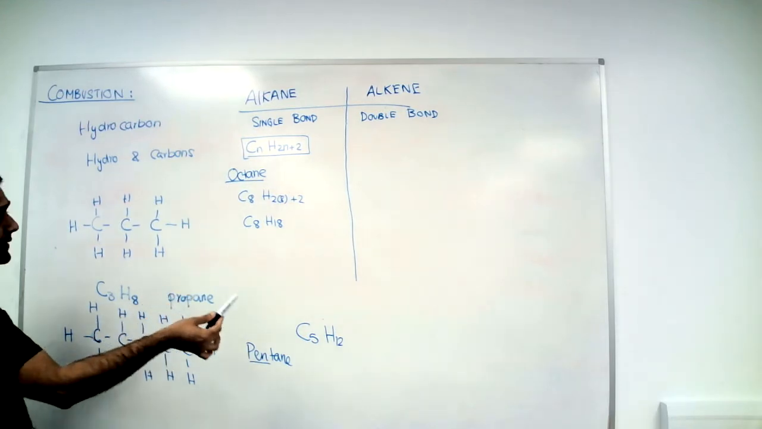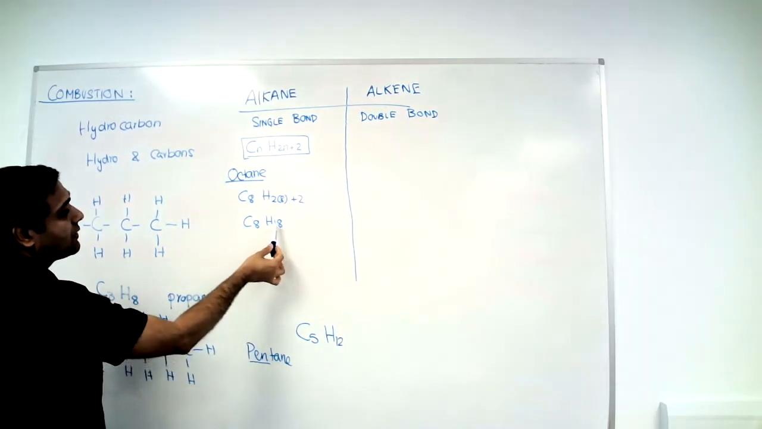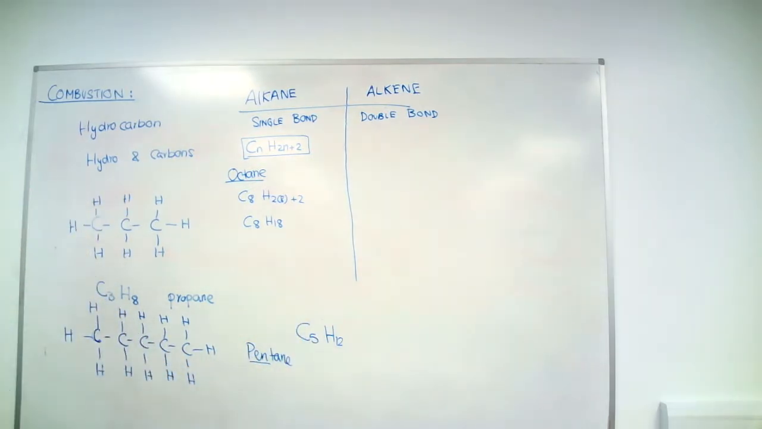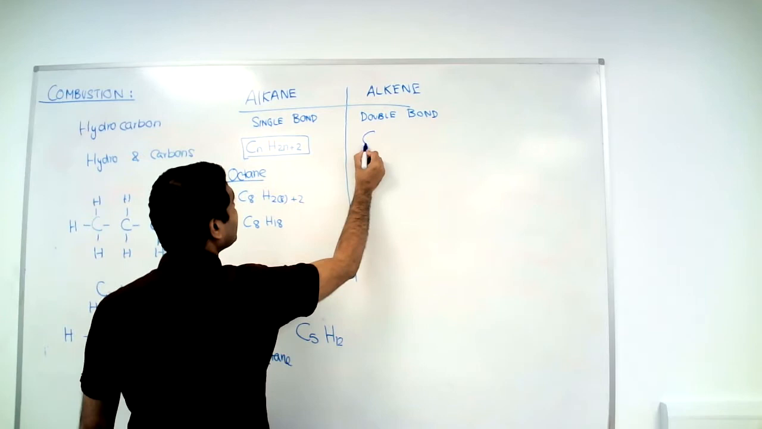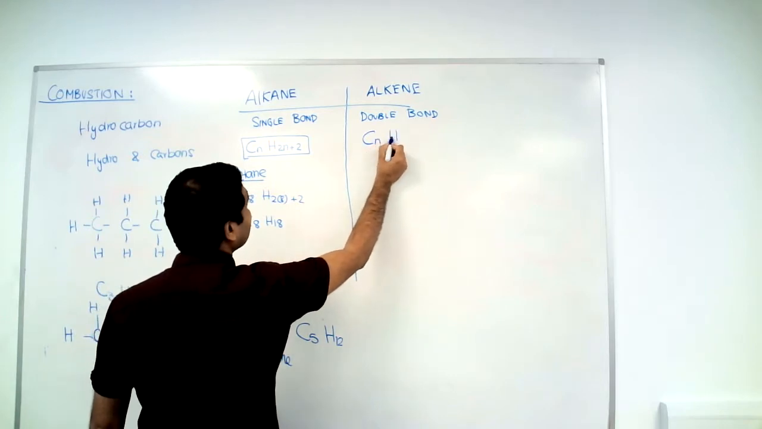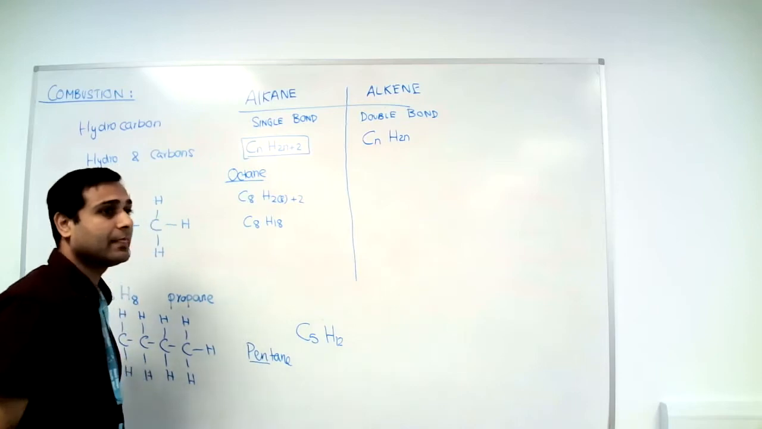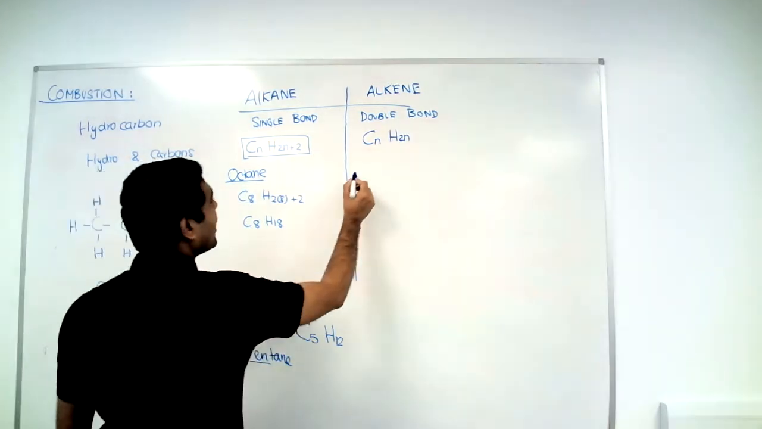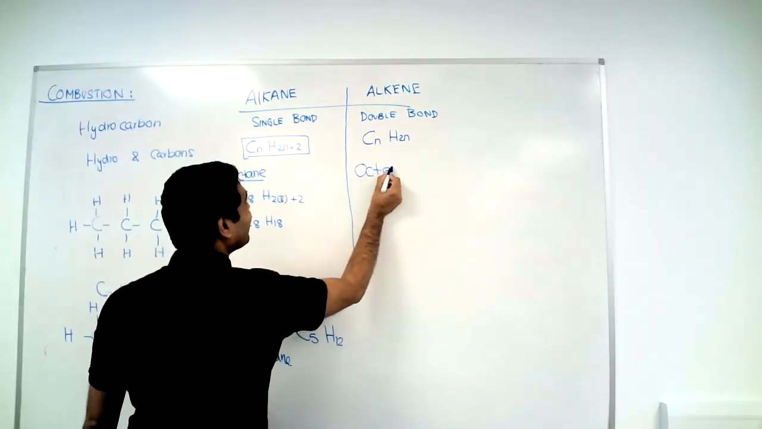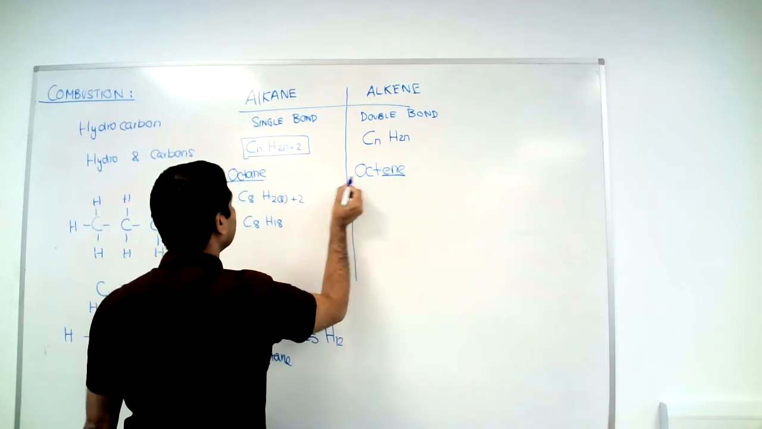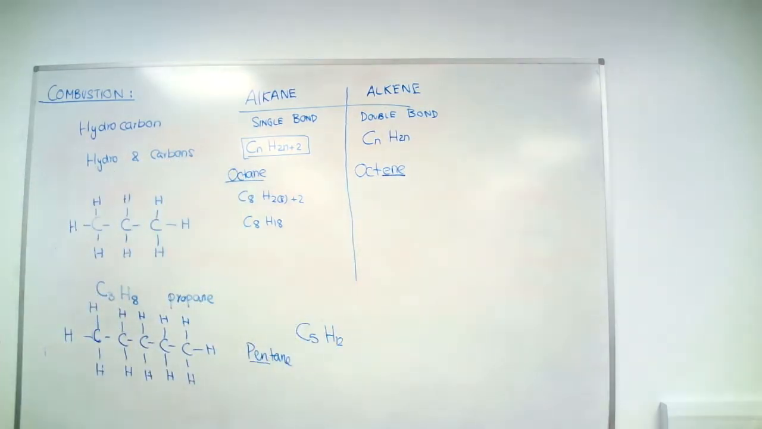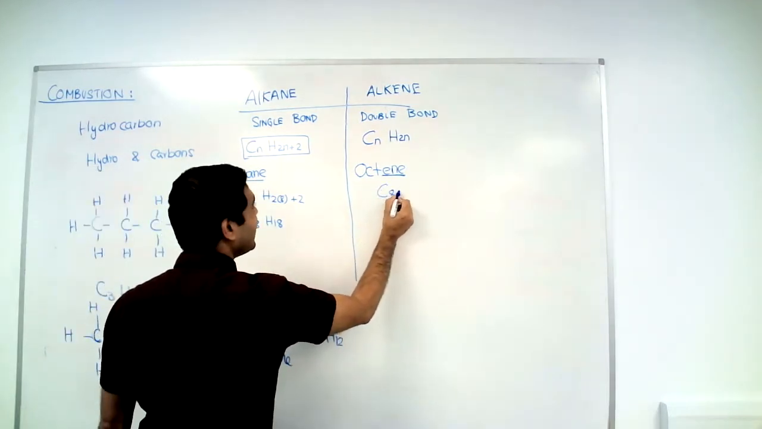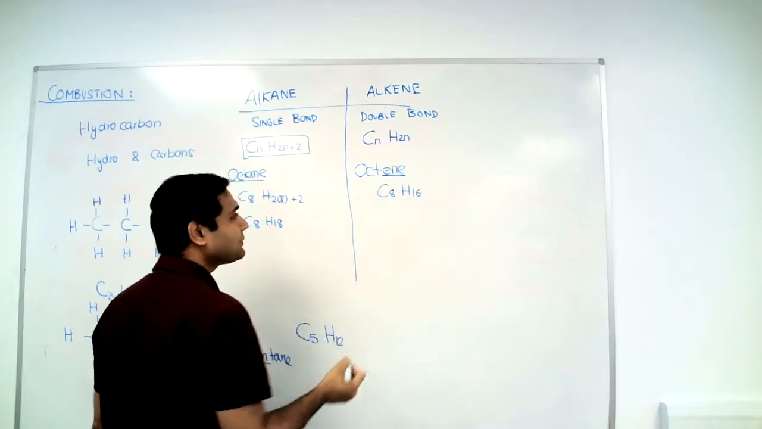If you want to do pentane, C5H(10 plus 2), 12, which is here. Alkene has a general formula CnH2n. For example, if I go octene, when you write it, it's the name with ENE, which is a functional group. If I want to do octene, it's going to be C8H16.